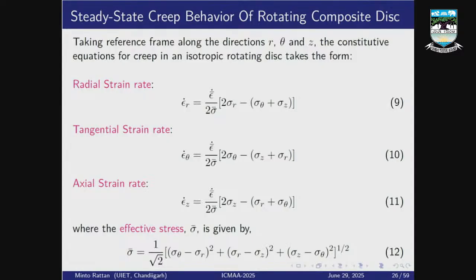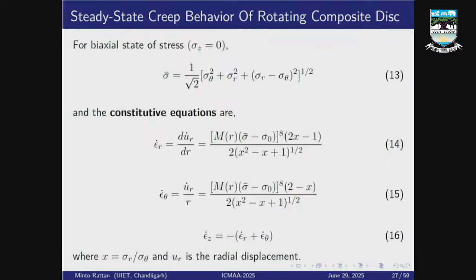Taking reference frame along the radial, tangential and axial directions, the generalized relation for the creep in isotropic rotating disk is given by radial strain rate, tangential strain rate and axial strain rate in terms of effective strain rate, effective stress, radial stress, tangential stress and axial stress, where the effective stress is calculated using von Mises yield criteria as given in the formula. For biaxial state of stress, axial stress can be neglected and the effective stress is given in terms of radial and tangential stresses only.